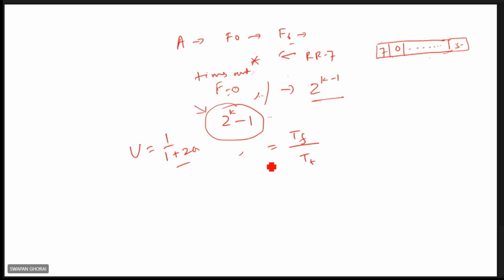But when an error is there, some retransmission will be there. So the utilization will be TF, the frame transmission time, divided by some factor NR times TT, where NR is the expected number of transmissions of a frame. So for stop and wait ARQ, this will be 1 by NR into 1 plus 2a. That is the utilization efficiency for stop and wait ARQ. We'll see what the value of NR is next time, considering some probability. Anyway, today this much.